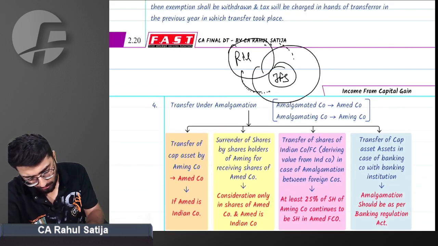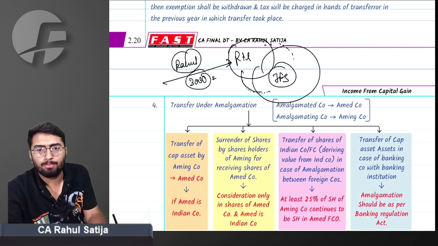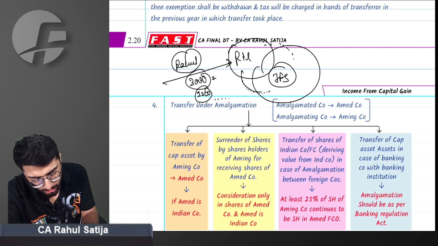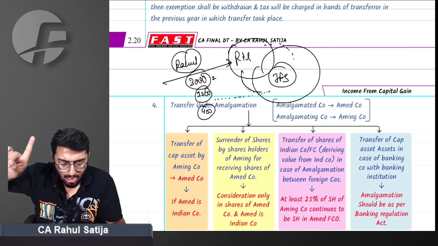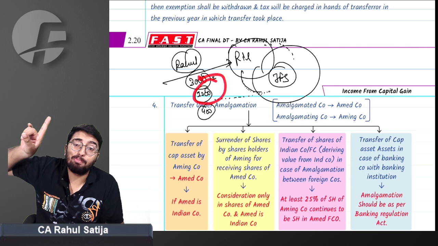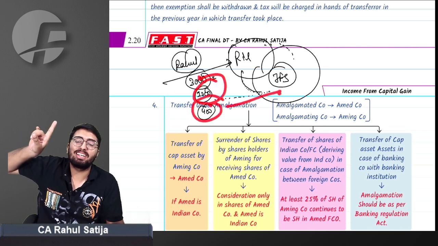Sir, what if Rahul is a shareholder of Reliance? He holds one share of rupees 3,000. His value is reduced to 2,700, and he's being allotted a share of Geo Financial Services whose value is 400. Can I say Rahul surrendered a part of his share to receive shares of the resulting company?